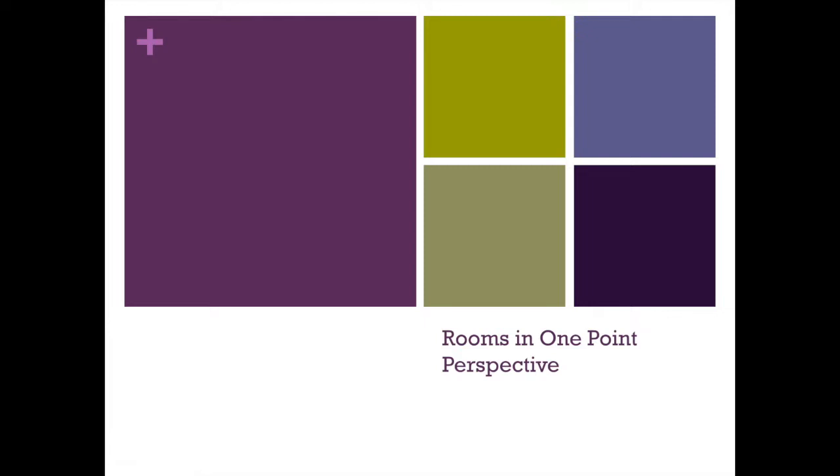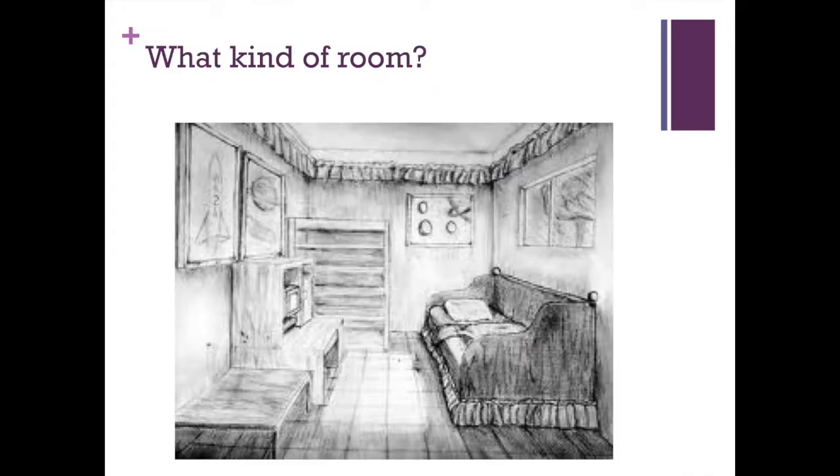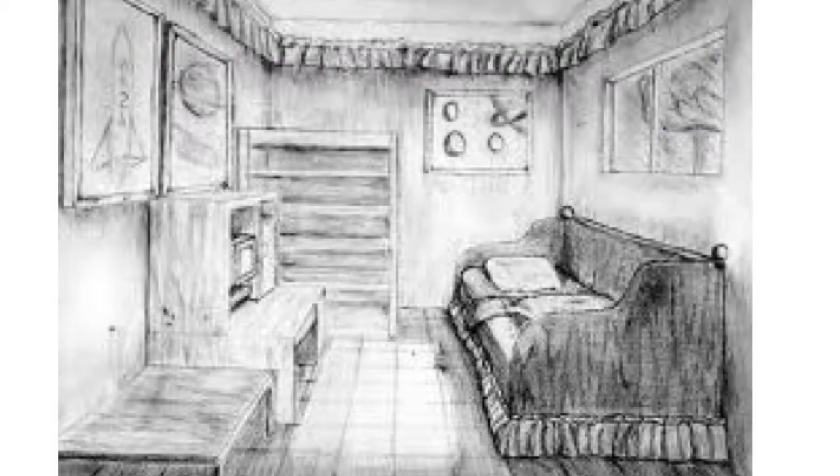Okay, so in this lesson, we're going to learn how to draw a room in one-point perspective. Now, the first decision you're going to have to make is what kind of room. Most of my students usually decide to do a living room. I guess just because I'm going to show you how to do that doesn't mean that in this assignment you can't do something else. If you want to do a kitchen, well, I've had a couple kids do kitchens.